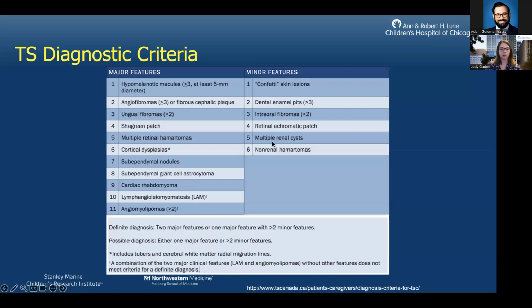And they also can have some abdominal findings, so multiple renal cysts. And then one thing that they often will get screened for, and I will get repeat imaging to evaluate for, would be angiomyolipomas or AMLs. And then also remember cardiac rhabdomyomas, and then the lung finding of lymphangioleiomyomatosis or LAM, which can also be seen in other clinical settings. So just things to keep in mind.